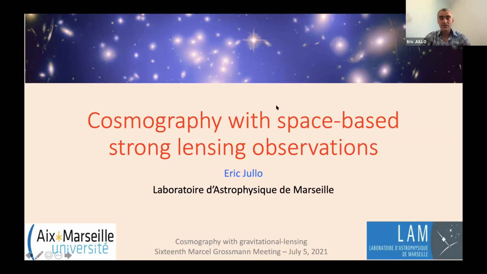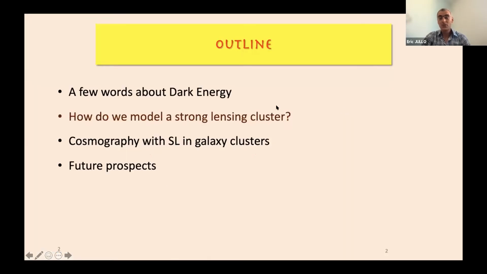Okay, so first of all, I will quickly talk about dark energy just to make sure we are on the same basis. Then I will describe some strong lensing models, because as for the galaxy-scale models, it's important to have a good knowledge of the model, because the errors in the cosmography lie in the details. Then I will move to the cosmography that we have obtained so far, that I know of. And finally, I will conclude with some future prospects and work we are doing preparing space missions like Euclid, for instance.